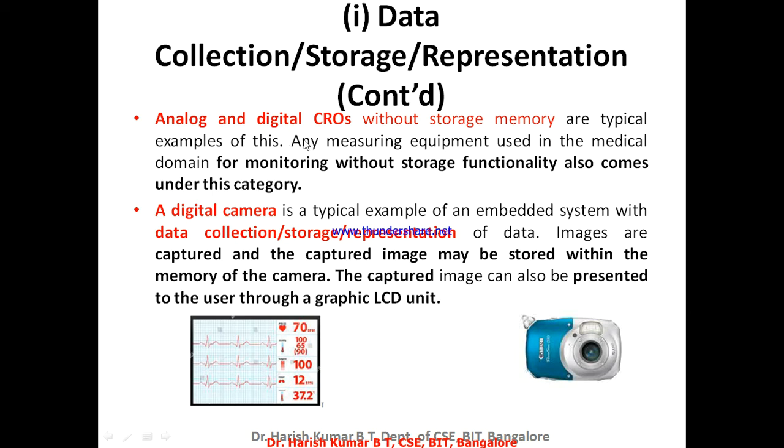Now, analog and digital CROs without storage memory, this is what I told. And then the digital camera is the best example for collecting the data, storing, and also representing. What they do, they capture the image, they store the image, and after storing the image, you can also view the image, and if required you can convert it from one format to the other format. Now this is the example for the embedded device where storage is not necessary, and this is the example for the embedded system where storage is necessary.